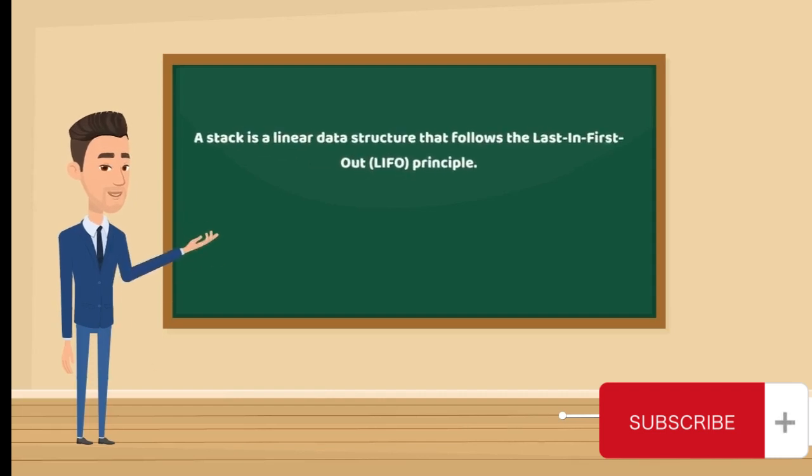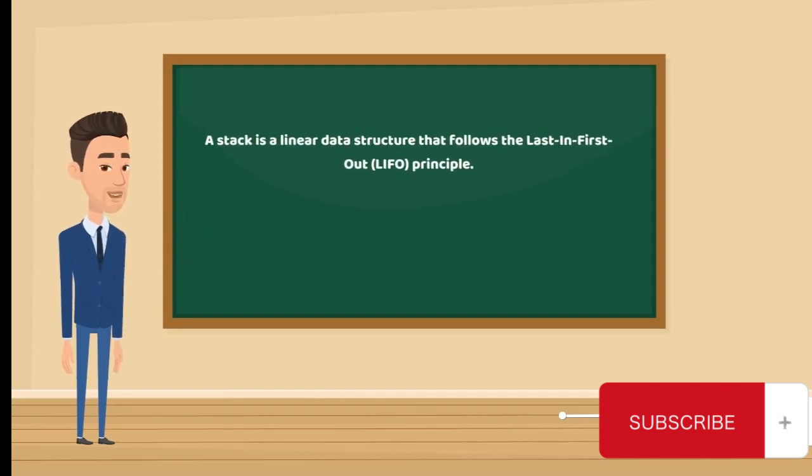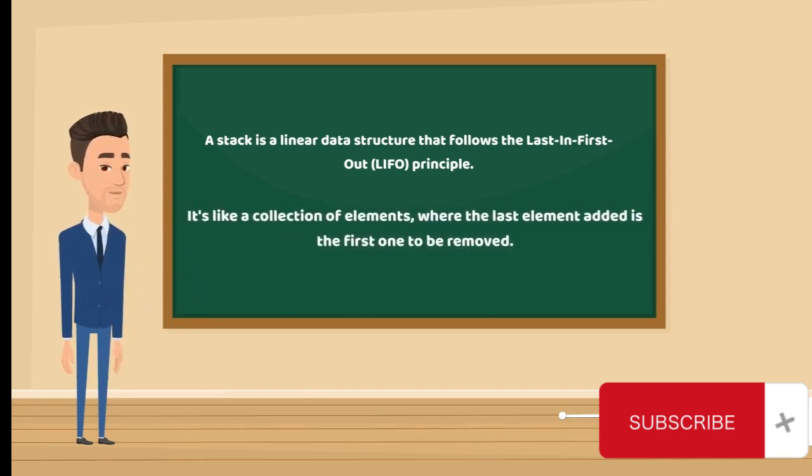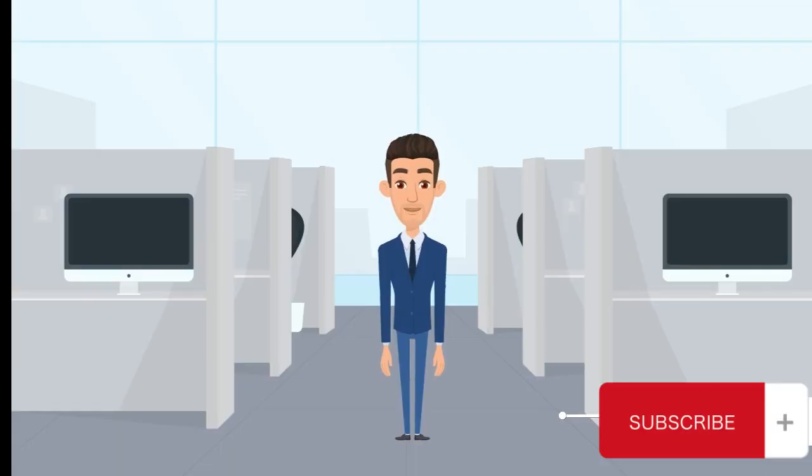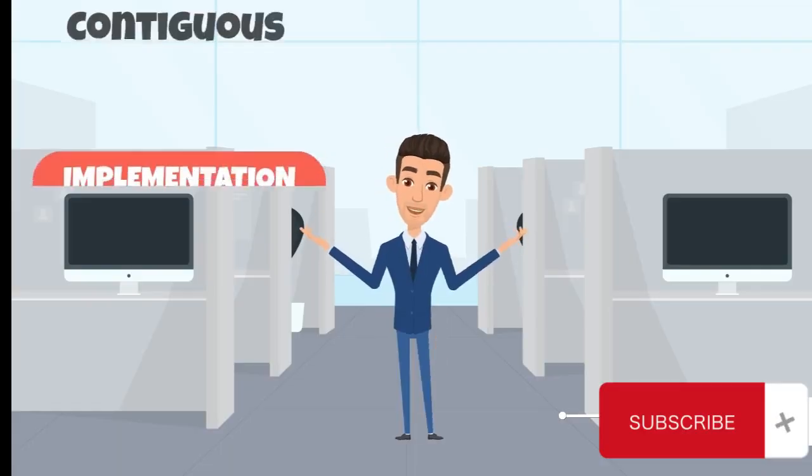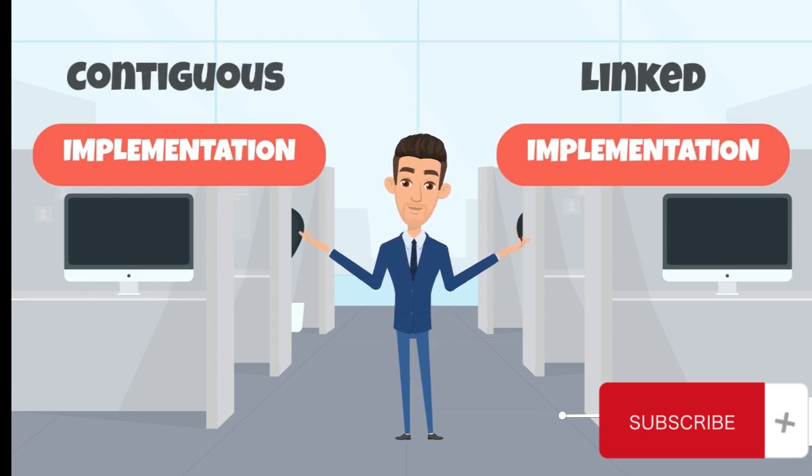A stack is a linear data structure that follows the last in first out (LIFO) principle. It's like a collection of elements, where the last element added is the first one to be removed. There are two main approaches: contiguous implementation and linked implementation. We'll explore both methods to give you a clear understanding of how stacks work and how they can be applied.